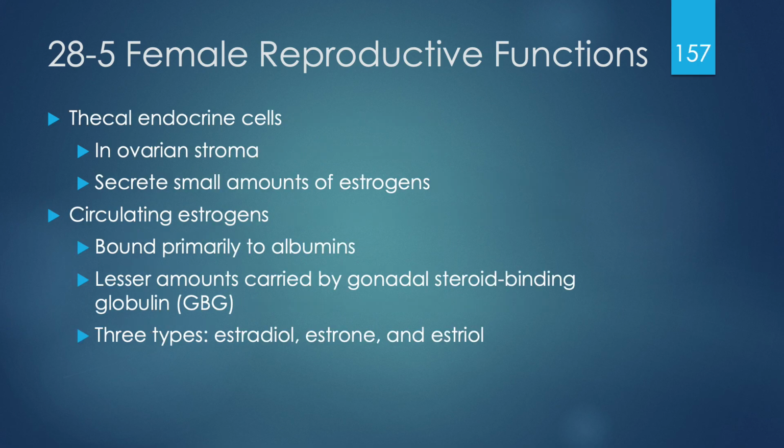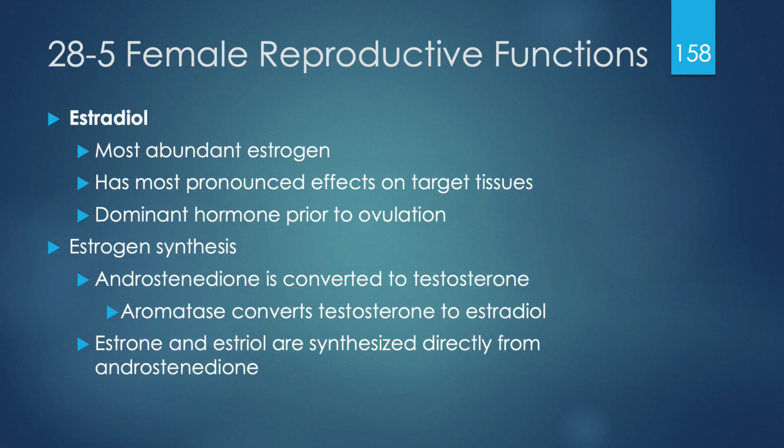Thecal endocrine cells are present in the ovarian stroma, and these will secrete small amounts of estrogen under normal conditions. The circulating estrogens that arise from this are going to be bound primarily to albumins, which is a protein, and lesser amounts are going to be carried by GBG, or gonadal steroid binding globulin. There are 3 types of circulating estrogens: estradiol, estrone, and estriol. Of these, estradiol is the most abundant, and it has the most profound and pronounced effects on our target tissues. This is also the dominant hormone in our bodies prior to ovulation.